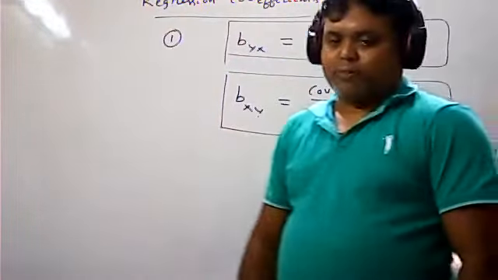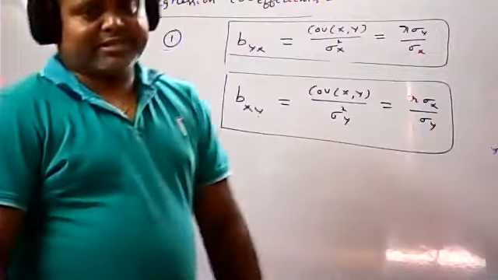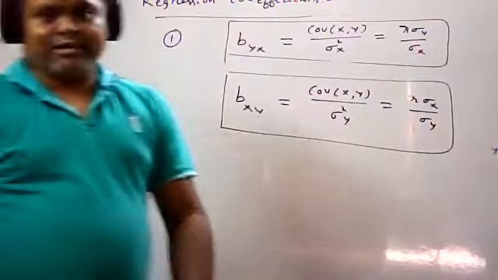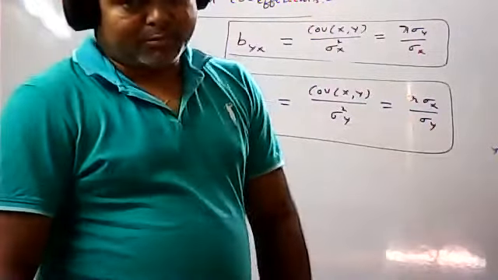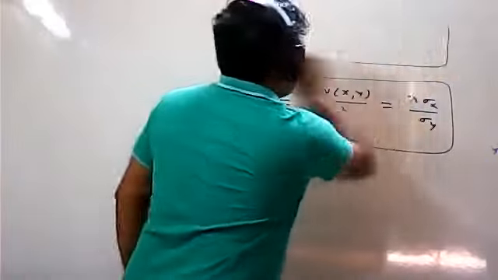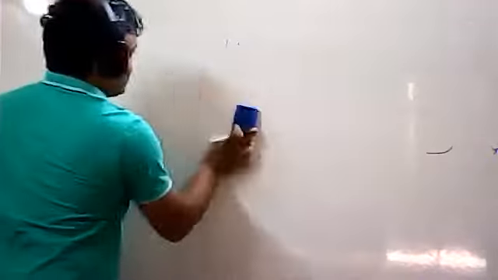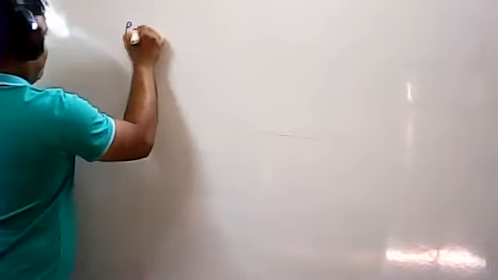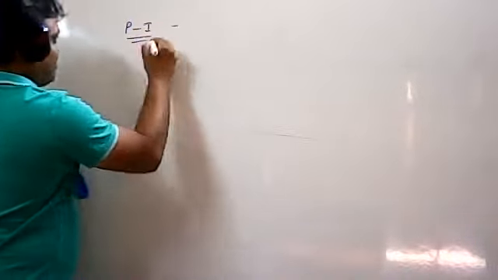Now I will go for properties. There are some properties of regression coefficients. One by one, I will tell you the properties and I will tell you the proofs of the properties. Okay. So first, property number one. So what is property number one?